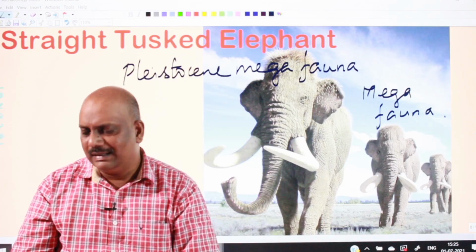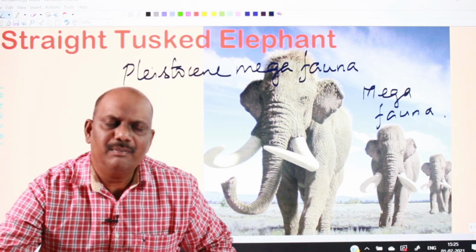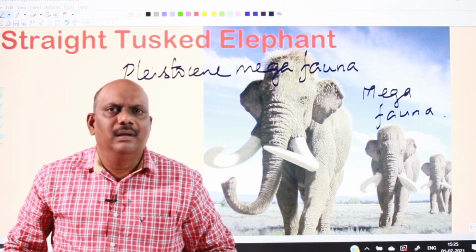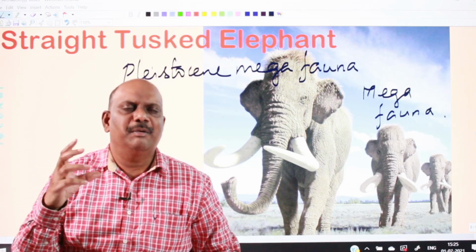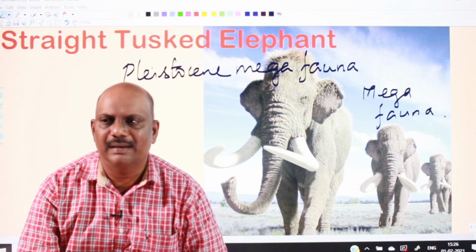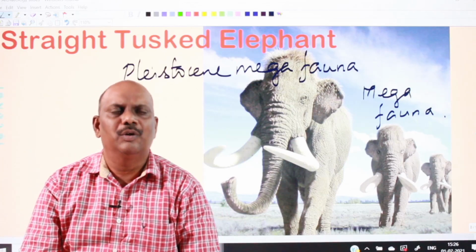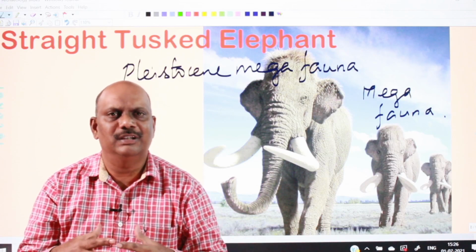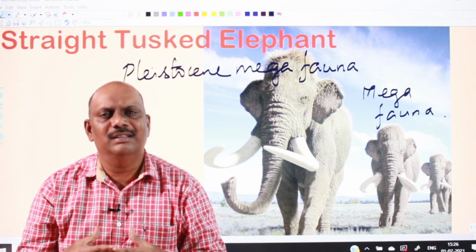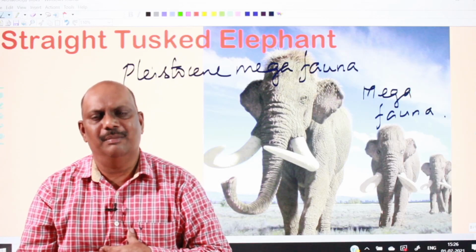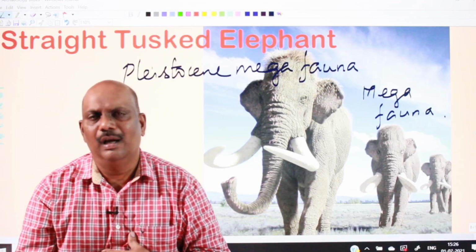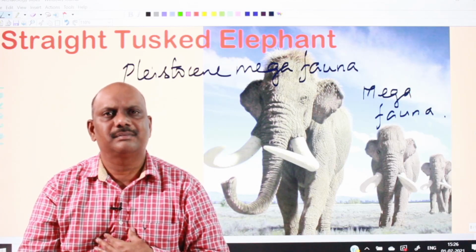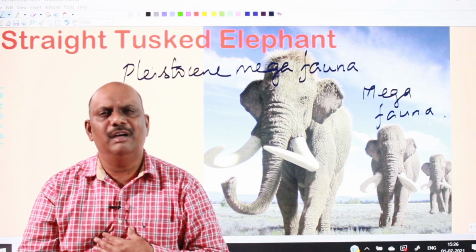That means large sized animals which lived during the Pleistocene period. So we know that the Pleistocene period was gripped by a very cold ice age. To protect themselves against the cold, these animals became larger because there is a large scale accumulation of fat in their body. So they became very large, of gigantic proportion.